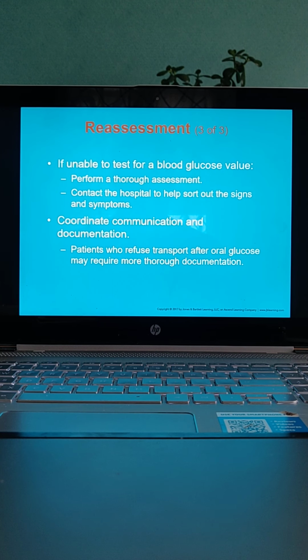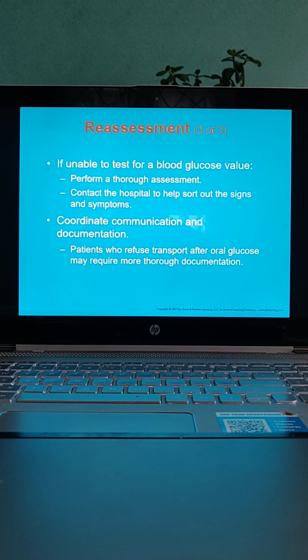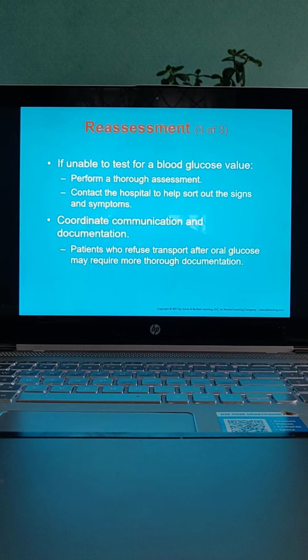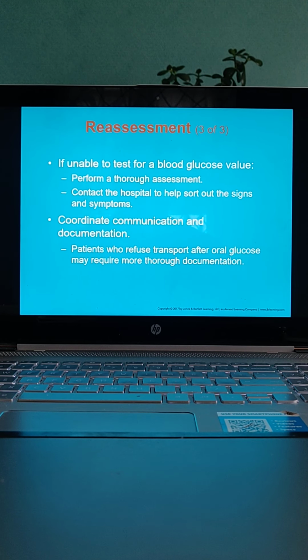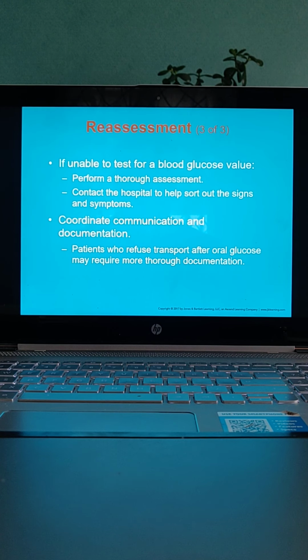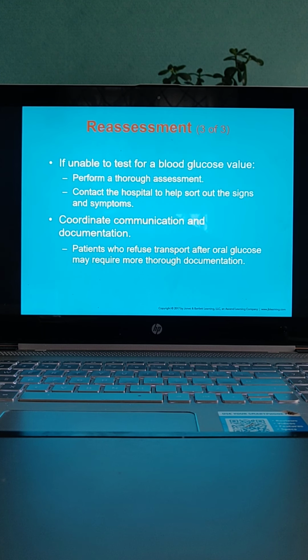If you're unable to test blood for a glucose value, perform a thorough assessment of the patient. Contact the hospital to help sort out the signs and symptoms, because things will be going through your head very, very quickly. A lot of the basic signs and symptoms are sort of the same, but there are differences. Someone who's hypoglycemic is going to seem like they're out of it. They're going to be very lethargic, whereas someone who's hyperglycemic is not going to be as much. Someone who's hypoglycemic, with low blood sugar, will have skin that is pale, cool, and clammy, like shock. They could be going into shock. Somebody who's hyperglycemic has warm or regular skin condition.